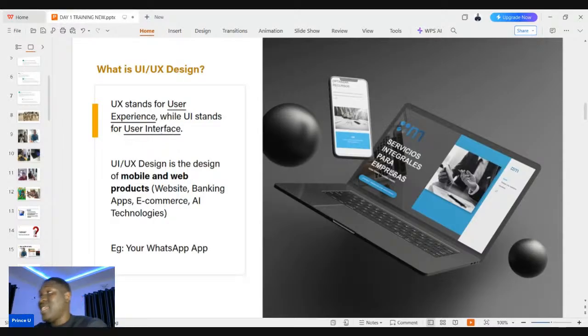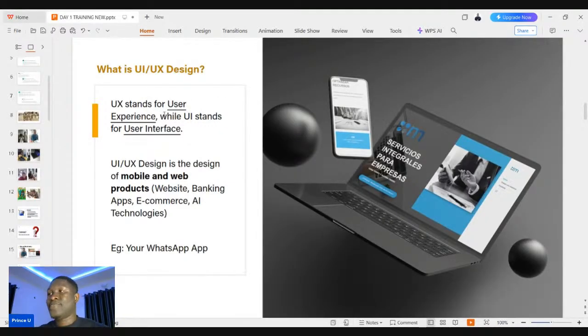So I gave an example here. You can see this website. This is a mobile version of it. So all these things, you can see the blue button, the text, the image, all of this stuff. That's the UI, right? UX stands for user experience.